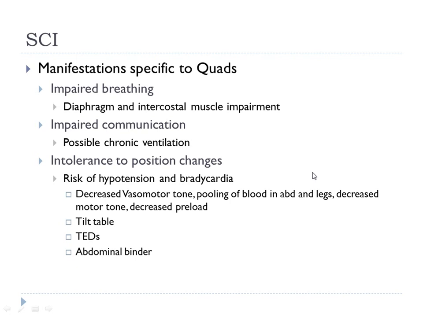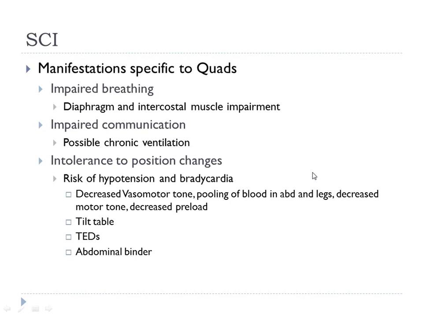The person that is a quadriplegic, if you go from them laying supine and then sit them up to 90 degrees, there's a big risk they might just go out on you because their body is unable to cause that vasoconstriction. The body does not communicate with the brain because there is a spinal cord injury.